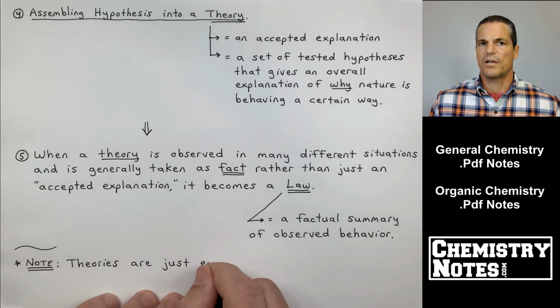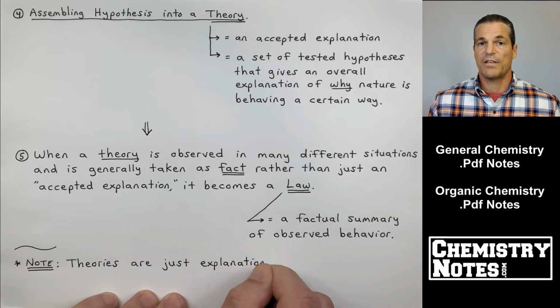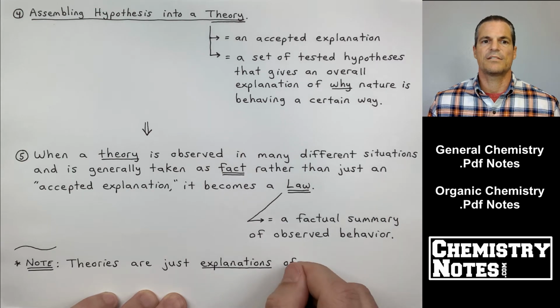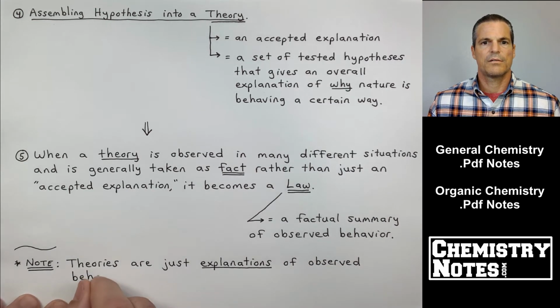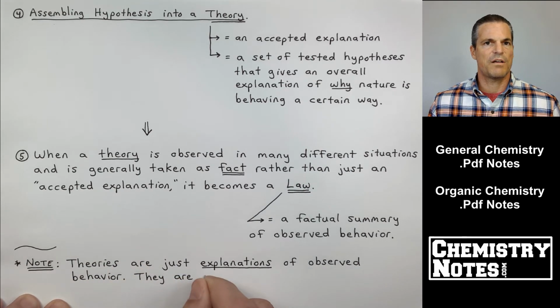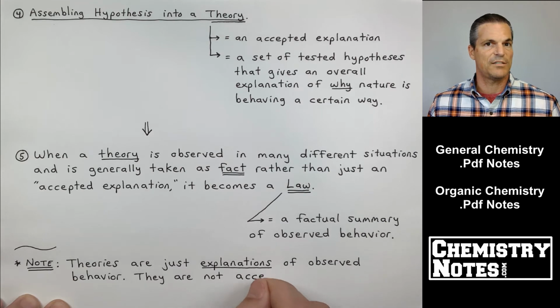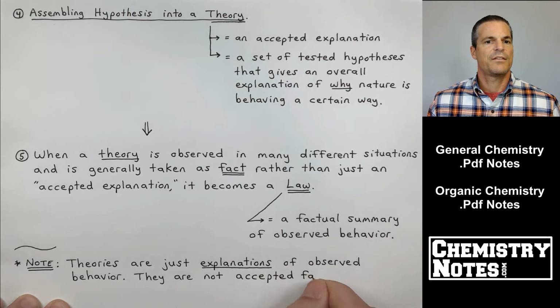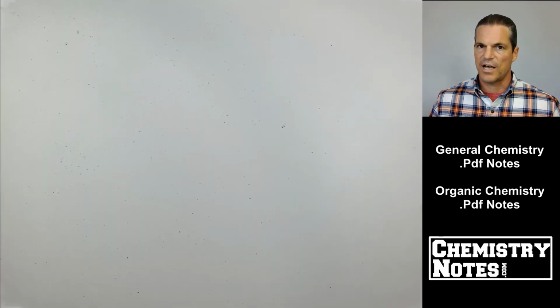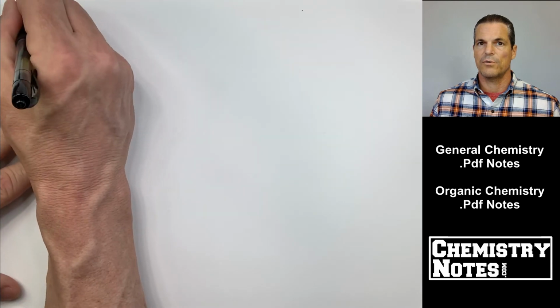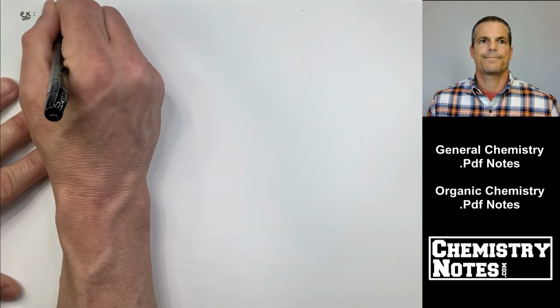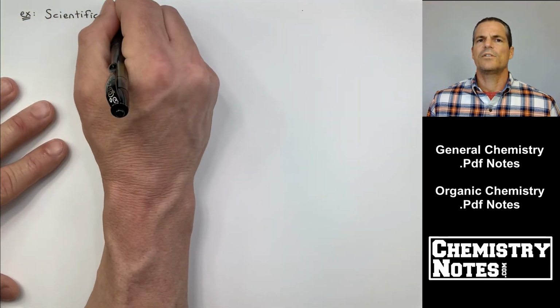And that note is essentially on steps 4 and 5 that you see above you on this same page. It says, theories are just explanations of observed behavior. A theory is an explanation of the hypothesis or hypotheses you have made. They're not accepted facts. Once they're accepted as facts over time and after they've been tested and they stood to be true, then it becomes law.